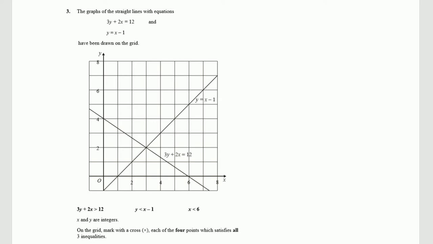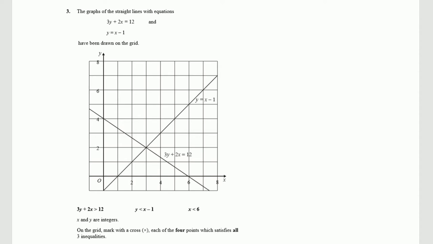Okay, so we're starting off with some inequalities questions focused on shading regions. The graphs of the straight lines with equations 3y + 2x = 12 and y = x - 1 have been drawn on the grid. x and y are integers. 3y + 2x > 12, y < x - 1, and x < 6.